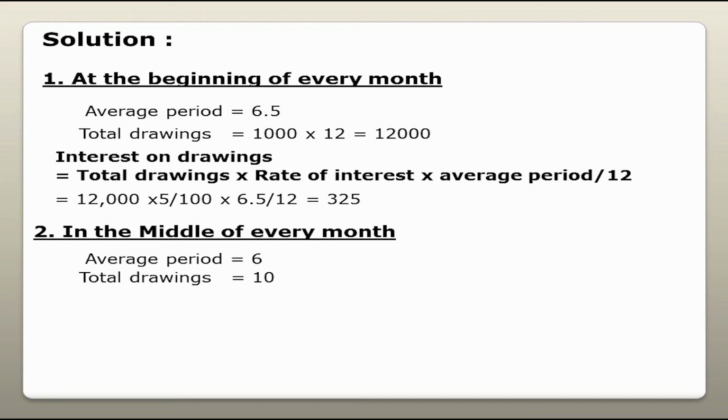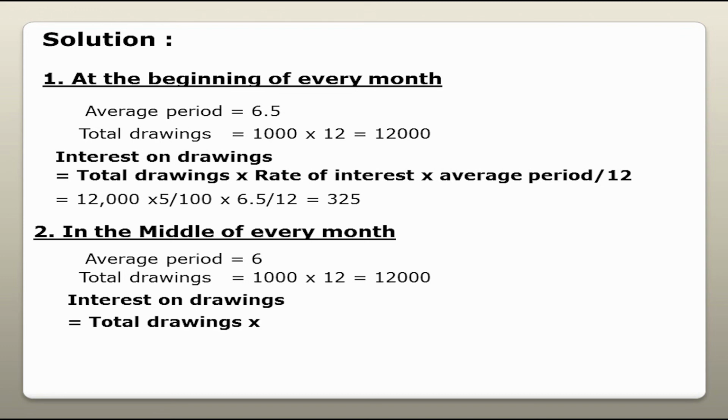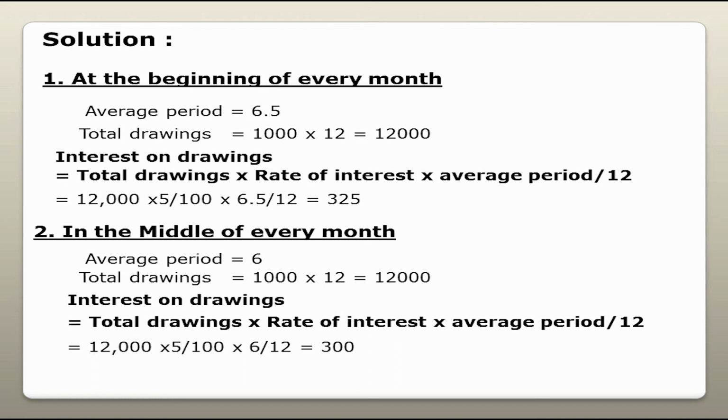Now the second condition: in the middle of every month, the average period will be 6 months. So the total drawings 1,000 into 12 is 12,000. The formula: interest on drawings is equal to total drawings into rate of interest into average period by 12. So 12,000 into 5 by 100 into 6 by 12, which gives us the answer 300.